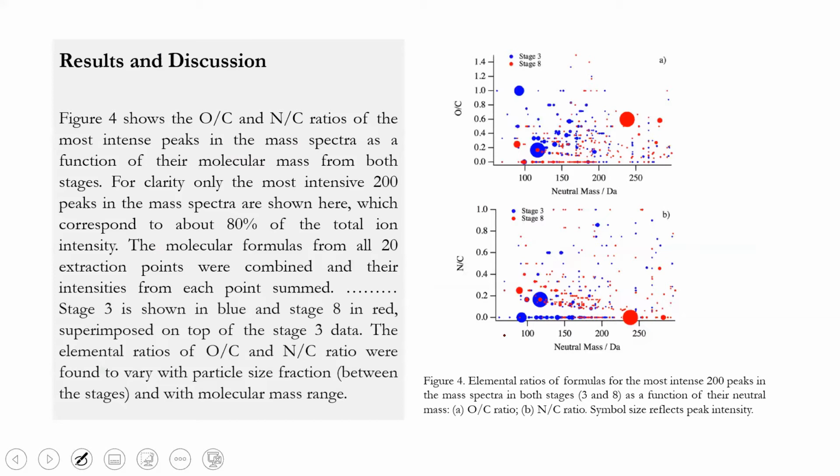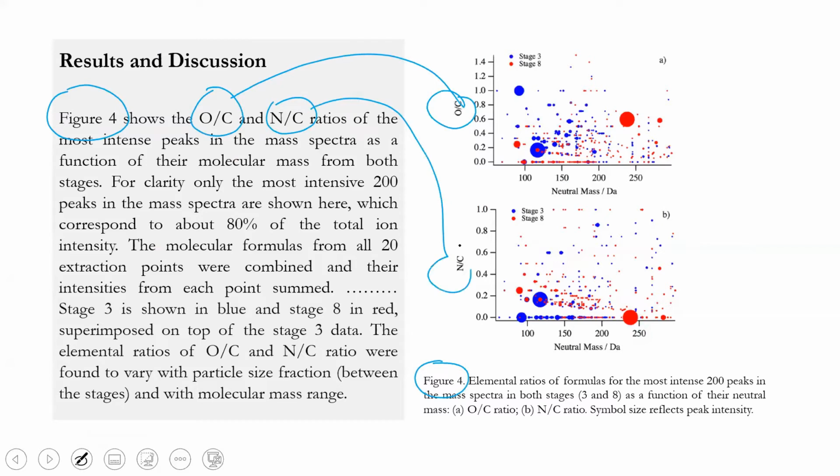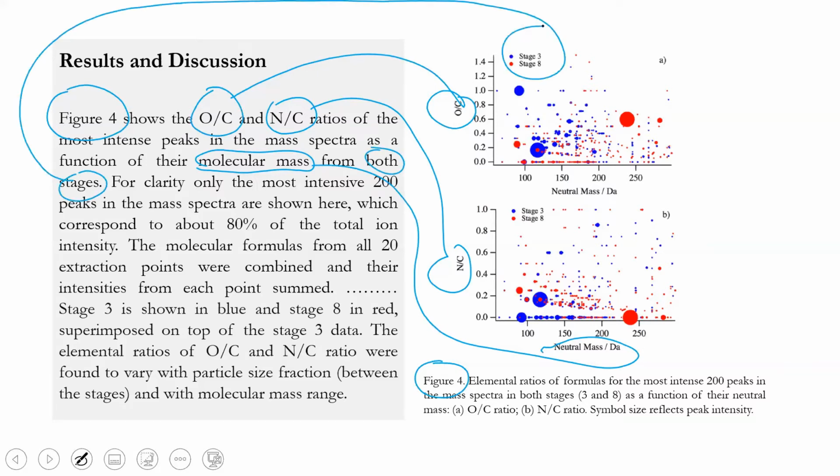This step is called reiteration. Let me show you what reiteration means. Figure 4 shows oxygen over carbon, nitrogen over carbon, the ratio of these peaks, and their molecular mass, for both water stages. Okay, you see that? So that's what reiteration means. But we're not there yet. You have to continue.